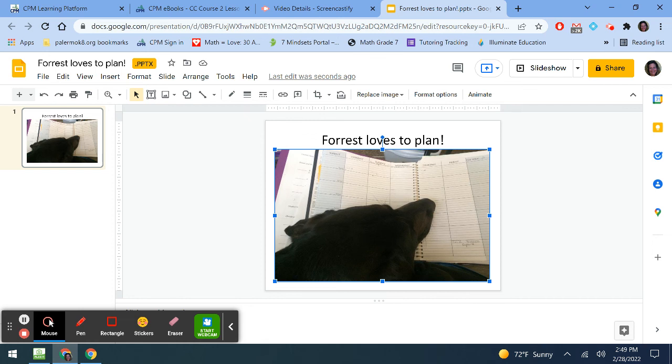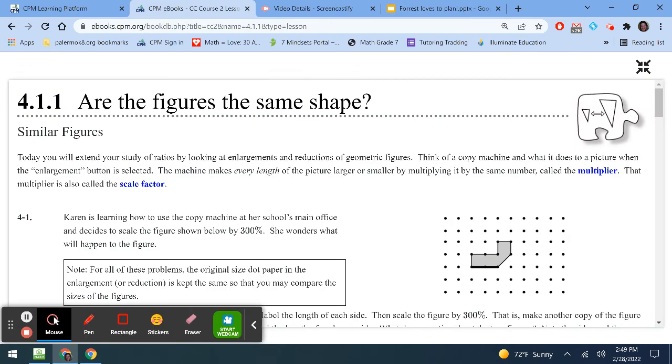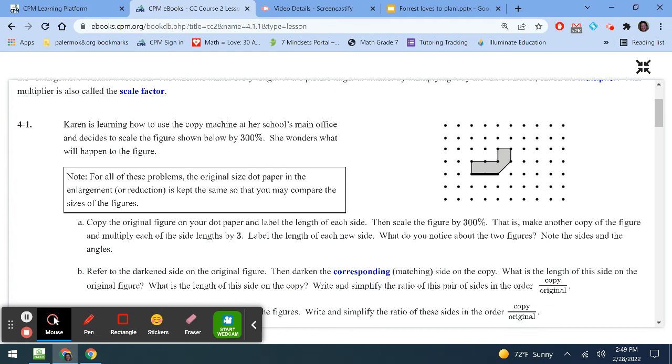And so that's key as we head into the next problem, which is right here. It says Karen's learning how to use a copy machine at her school's main office, and she decides to scale the figure shown, at right, by 300%. She wonders what will happen to the figure. So for this, we're going to use the dot paper that's on the next part of your packet. You're going to copy the original figure on your dot paper and label it with the length of each side. So that's what we're going to do right now.